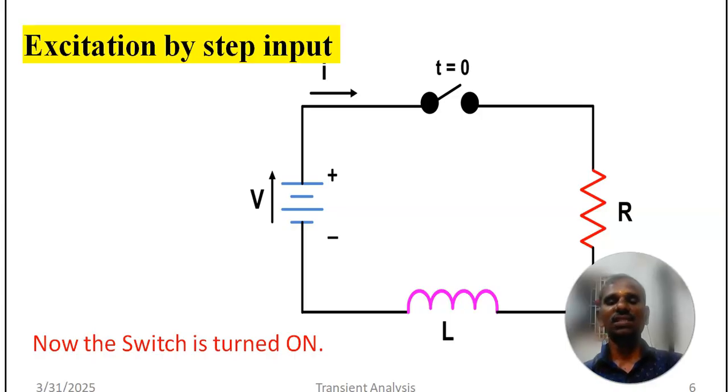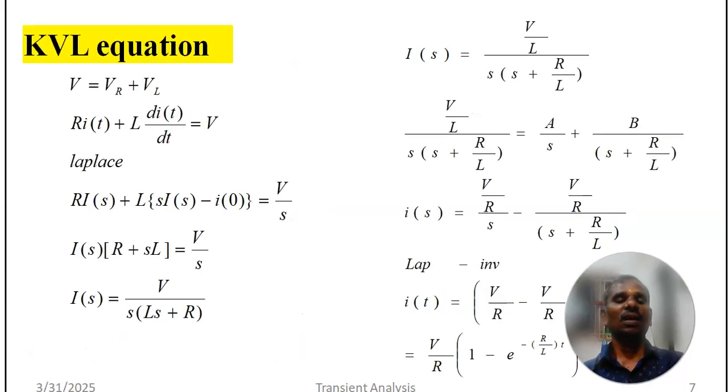When the switch is closed, the current I starts flowing through the resistor and inductor, since they both are in series. From the KVL equation, we can see that V is the total voltage potential rise, which is equal to the summation of all the potential drops. So potential drop here refers to voltage across resistor plus voltage across inductor.